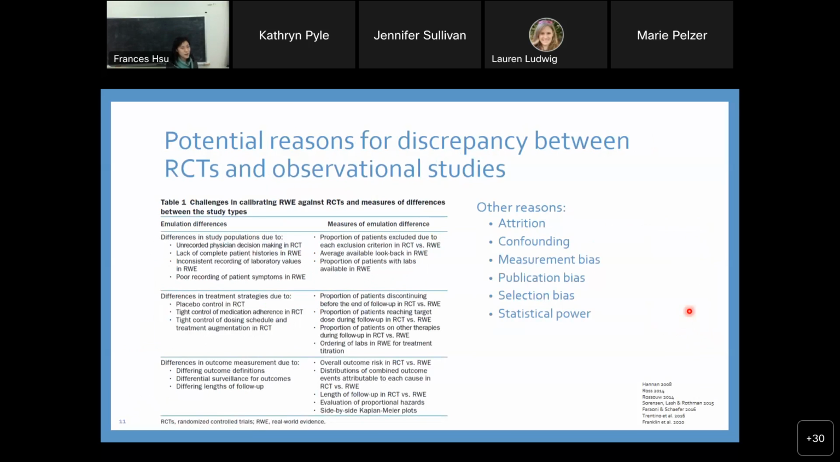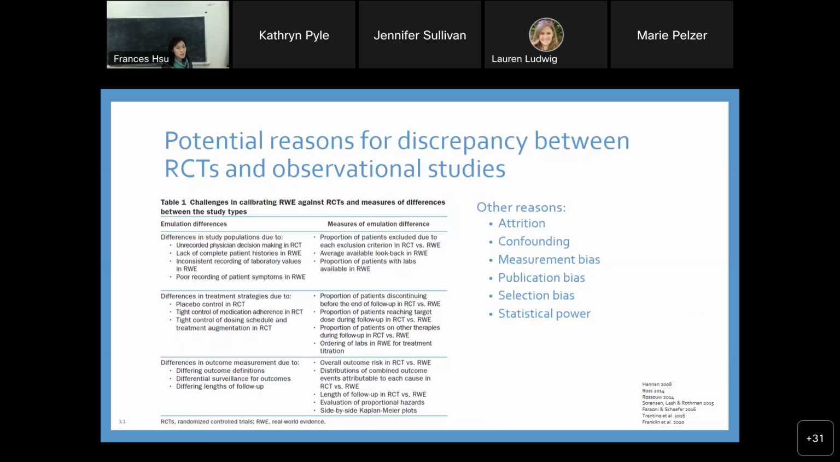Now, many smart people have written about potential reasons for this discrepancy observed between RCTs and observational studies. Some are nicely summarized in this table on the left by Franklin et al. First, patient population may not be accurately captured in real-world data, so the underlying samples are different between the two study designs. Second, treatments are usually tightly controlled with frequent follow-ups to ensure that patients are following the protocol. In reality, patients are typically less compliant with treatment.